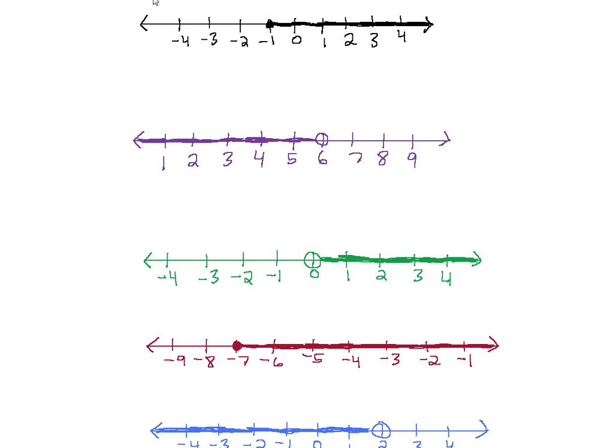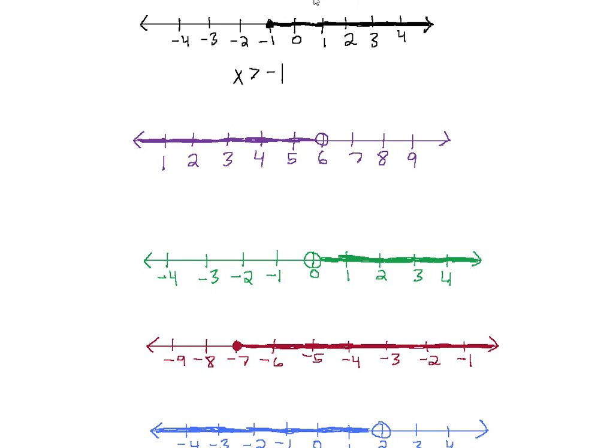Let's write the inequality that's represented by the respective number line. So let's start with this first one, this black one. Now here we have everything to the right of minus 1 shaded. So that means all the values that are greater than minus 1 are included in our solution interval. So we're going to write x is greater than minus 1.